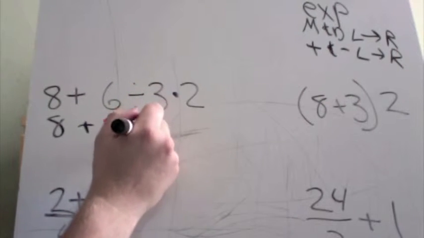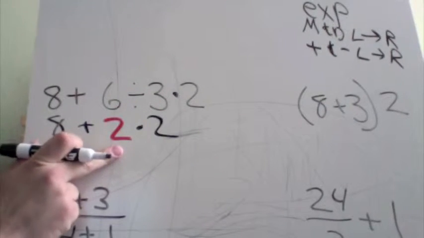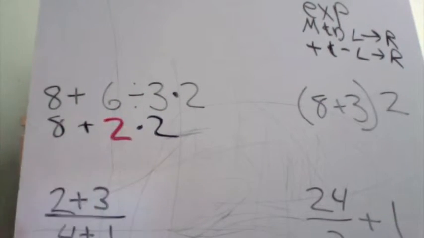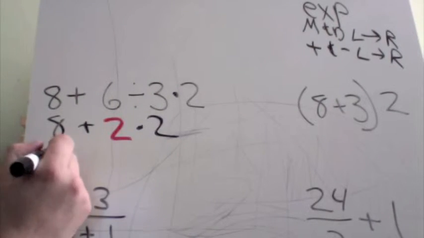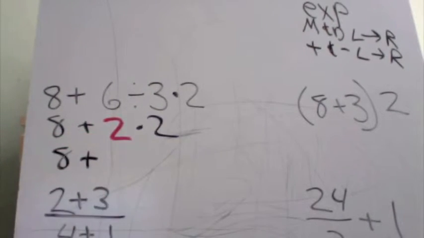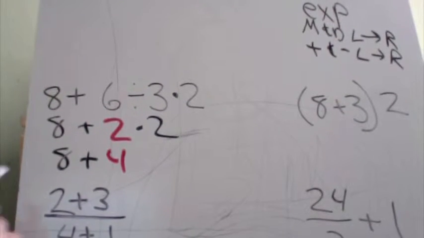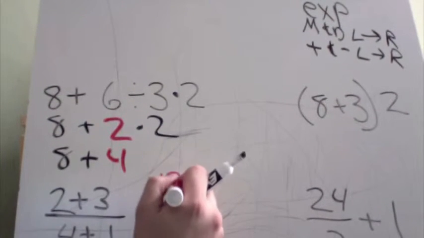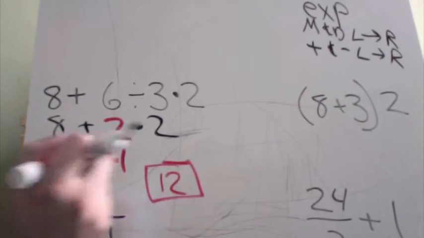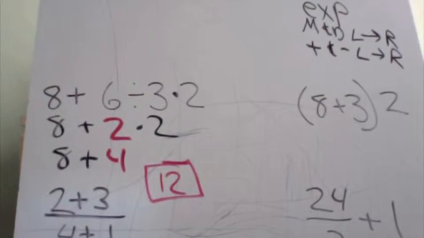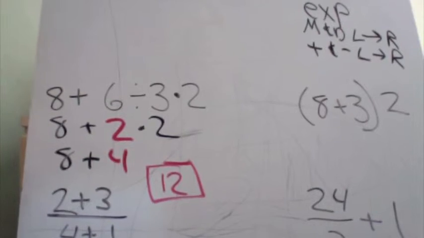2 times 2. Now you continue moving to the right. Say, aha! Multiplication. So what's 2 times 2? 4. I'm going to leave myself enough room. What's 8 plus 4? 12. Okay, so I applied order of operations. Let's move to the next one.